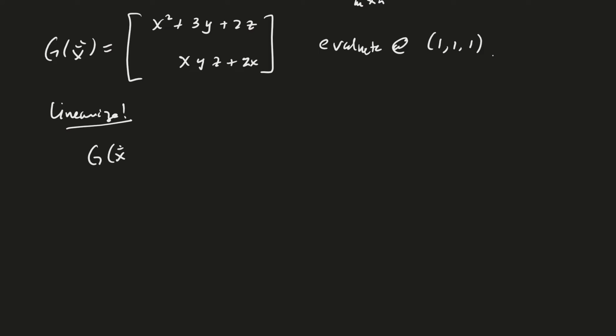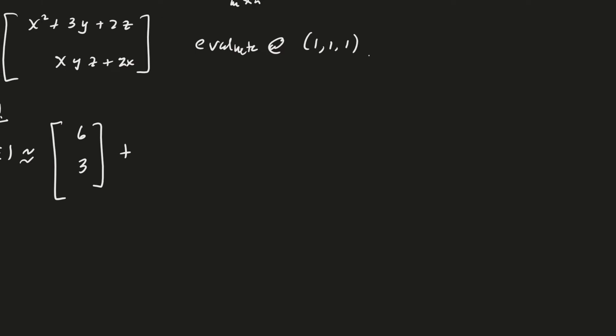So g of x is approximately g of 1, 1, 1, which is 1 plus 3 plus 2, which is 6. 1 plus 2 is 3, plus, now I've got to take a side computation here. Let's take a look at our Jacobian. So the partial of number 1 with respect to x is 2x, with respect to y is 3, with respect to z is 2, and the partial of number 2 with respect to x is yz, with respect to y is, oops, plus 2.